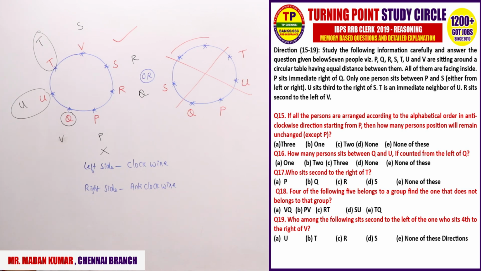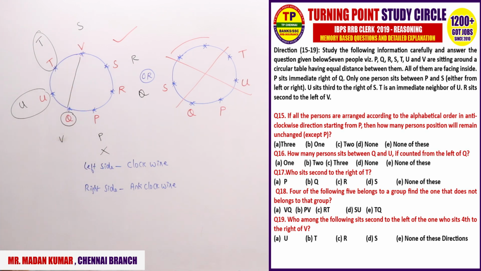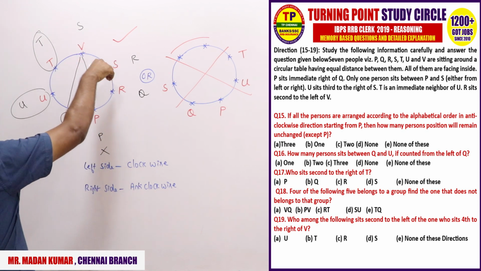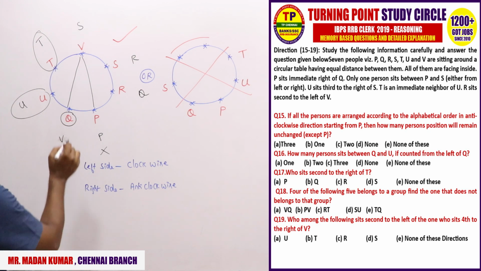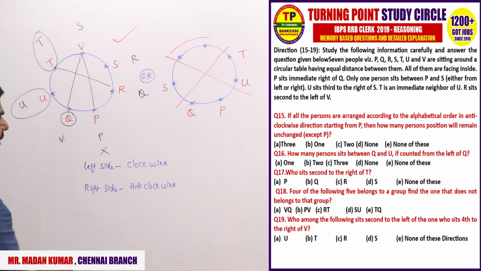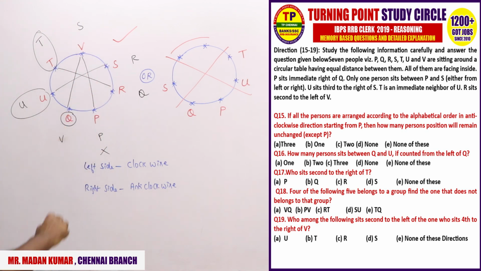What are all being given? V and Q. If you see that one, on one side two members are there, and on the other side three members are there. And the next one, P and V. Again, on one side two members are there in between, and on the other side three members are there. And R and T. If you take R and T, here also, one side two members are there, and the other side three members gap. And S and U. Here also, two and three members gap is there.